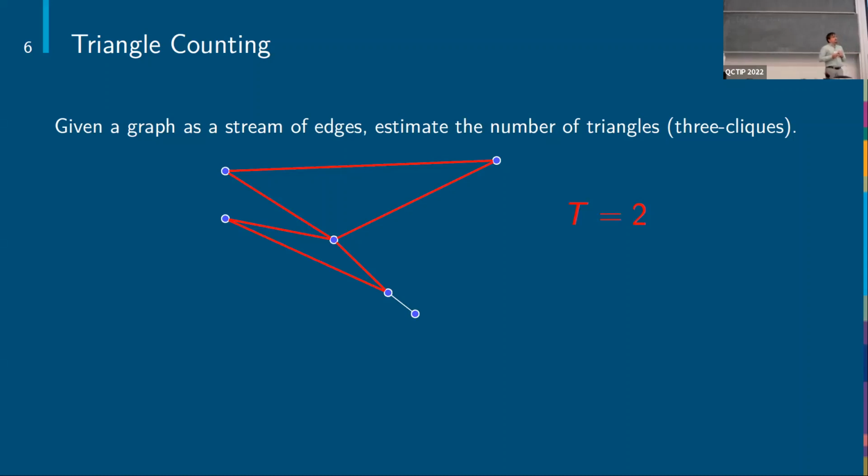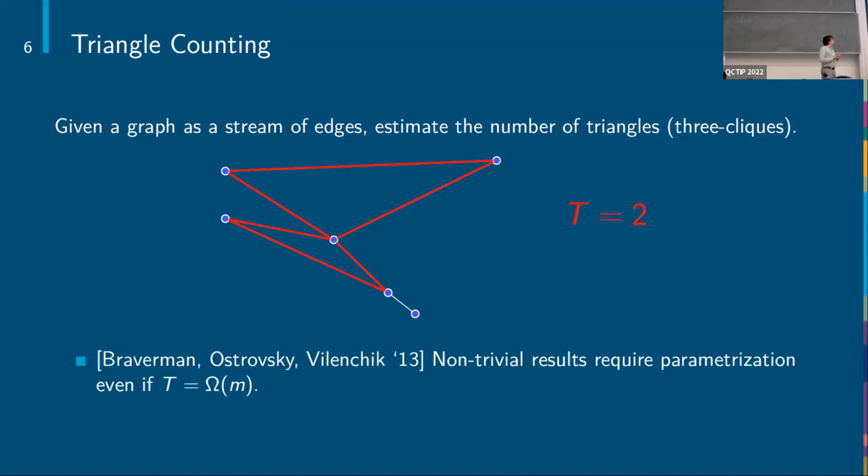Now, it's probably unsurprising and fairly easy to show that if you're just trying to distinguish between 1 and 0 triangles, you can't really do any better than storing the entire graph. It turns out that even if I guarantee that a graph has Omega(m) triangles in it, where m is the number of edges in the graph, you still wouldn't be able to do anything better than storing the entire graph in general. So you need a bit of extra parameterization.